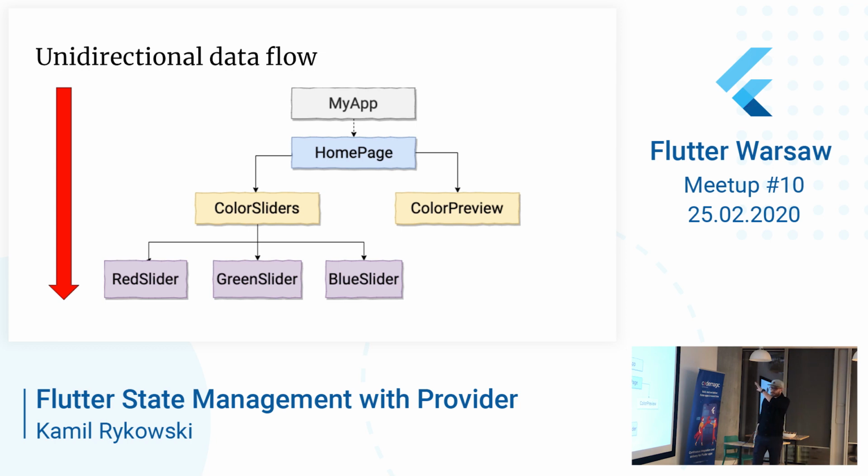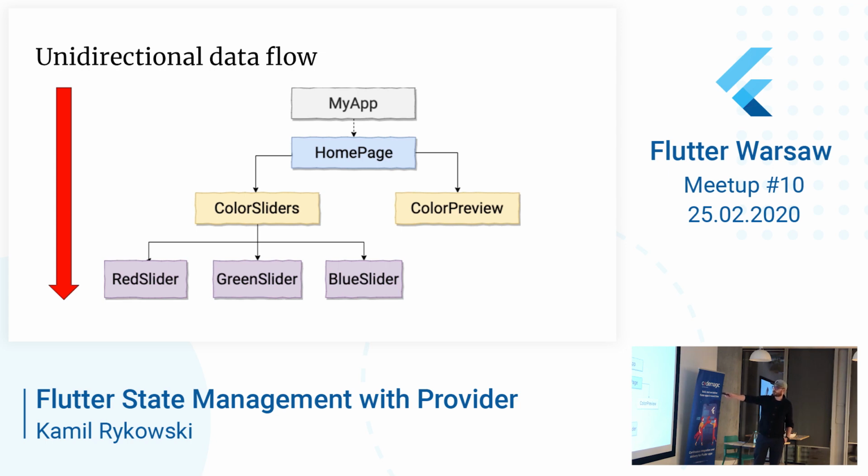How does the widget tree unidirectional data flow work? Well, hard words for a simple problem: the data flows only in a single direction, from top to bottom. That's it.